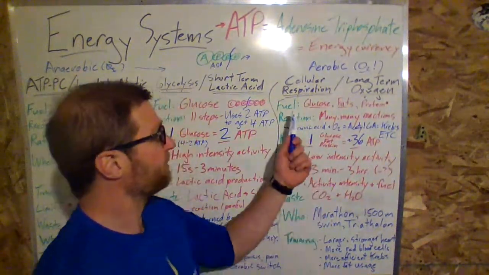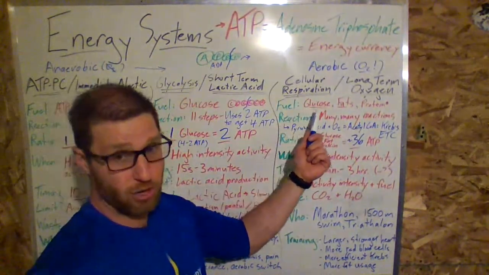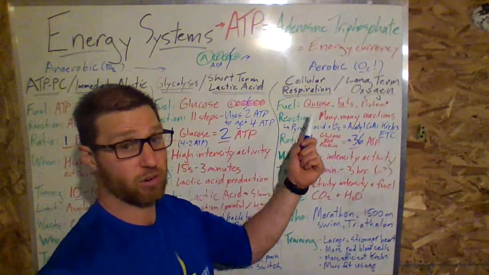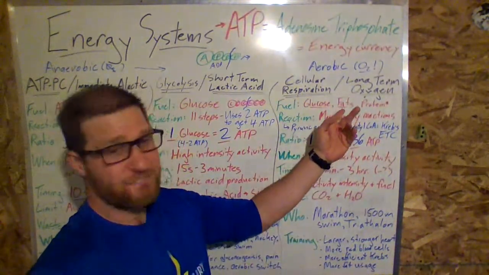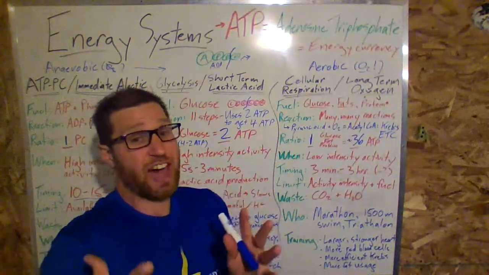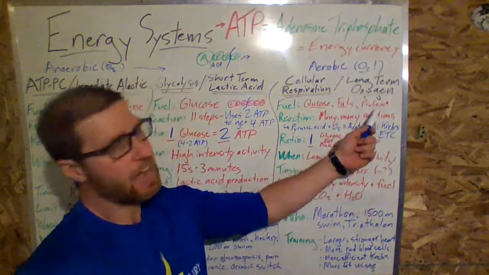Okay, so first let's look at the fuel. The fuel for this system is glucose. Again, I can use glucose in order to use the long-term oxygen system. Fats, I can use fatty acids in order to use this system as well. And I can use protein.